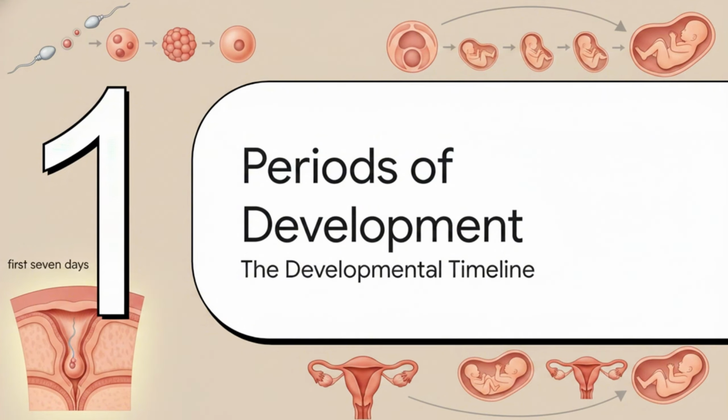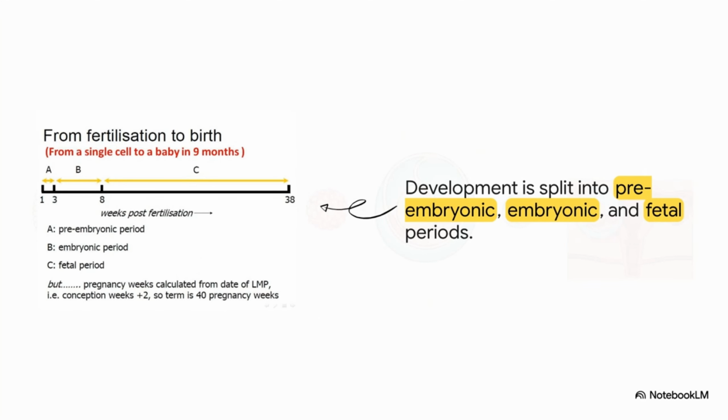Okay, so keeping those core ideas in mind, let's get our bearings. Before we really zero in on that first week, it's super important to understand where it fits into the broader timeline of development. So human development is typically broken down into 3 main periods. You've got the pre-embryonic, the embryonic, and the fetal periods. Our focus today is right at the very beginning, the start of that pre-embryonic period, which totally sets the stage for everything that's to come.